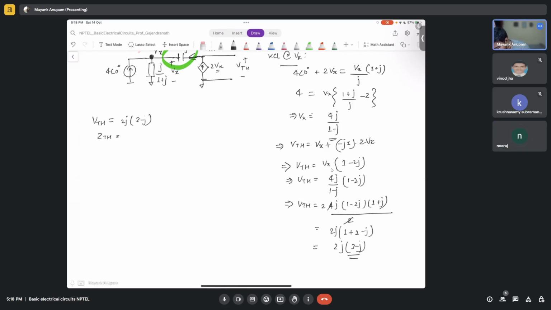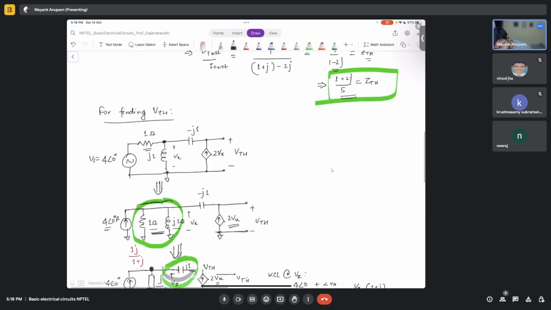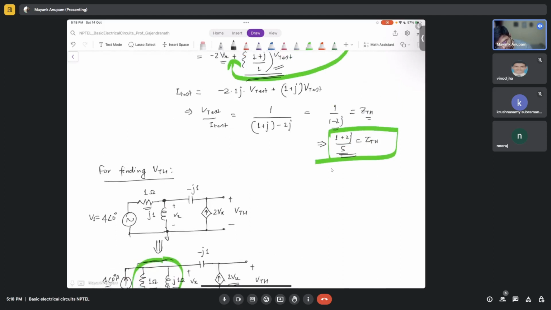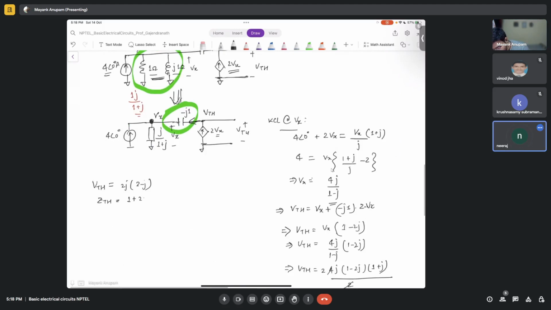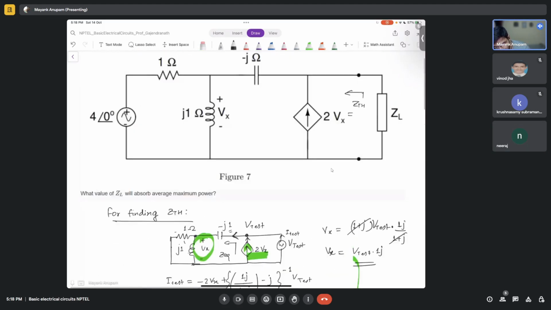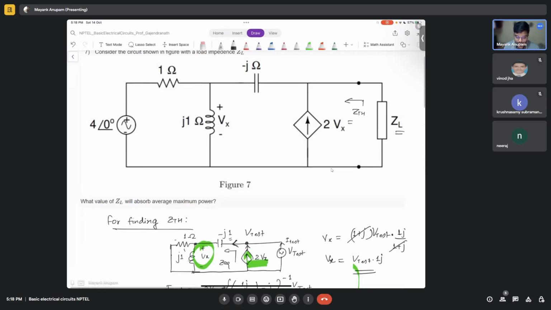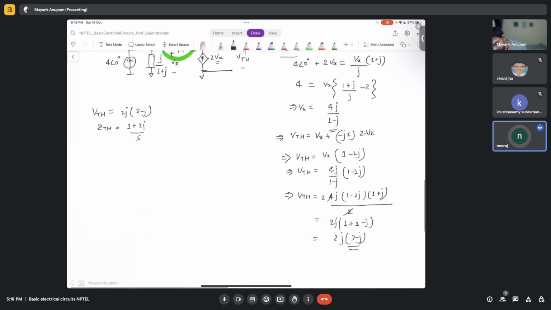What is our Zth? 1 plus 2j by 5, right? Okay sir. So what will be the value of ZL for maximum power transfer here? ZL, sir, conjugate of that. Yes. It should be 1 minus 2j divided by 5, right? Yes. So is that clear now?